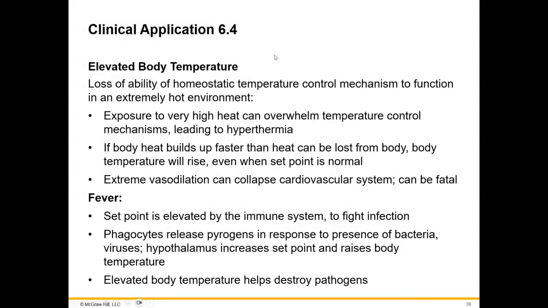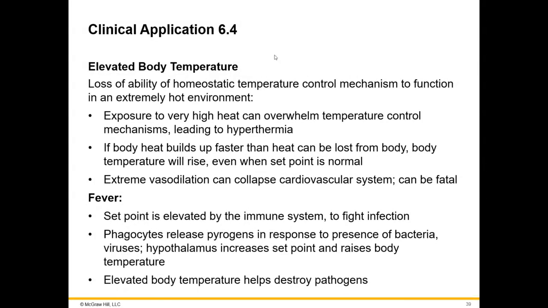Okay, in elevated body temperatures, you have a loss of ability of the homeostatic temperature control mechanisms to function in an extremely hot environment. So exposure to very high heat can overwhelm the temperature control mechanisms, and that can lead to hyperthermia. If the body heat builds up faster than the heat can be lost, then the body temperature will rise, even if the set point's normal. Extreme vasodilation then can collapse the cardiovascular system, and that can be fatal.